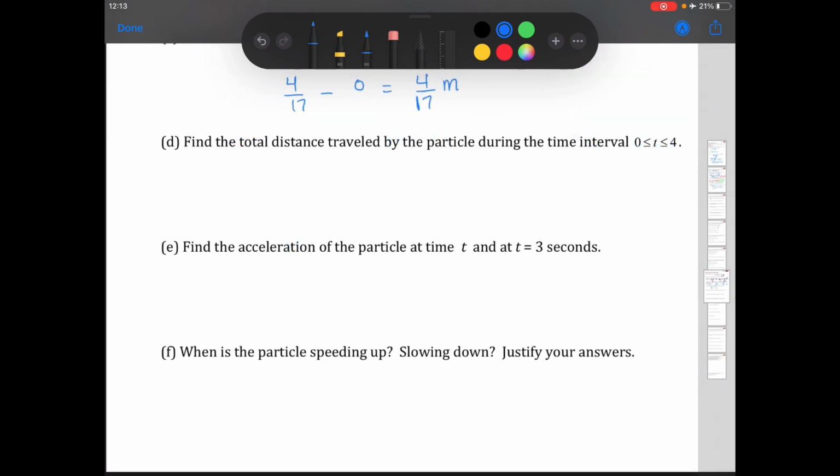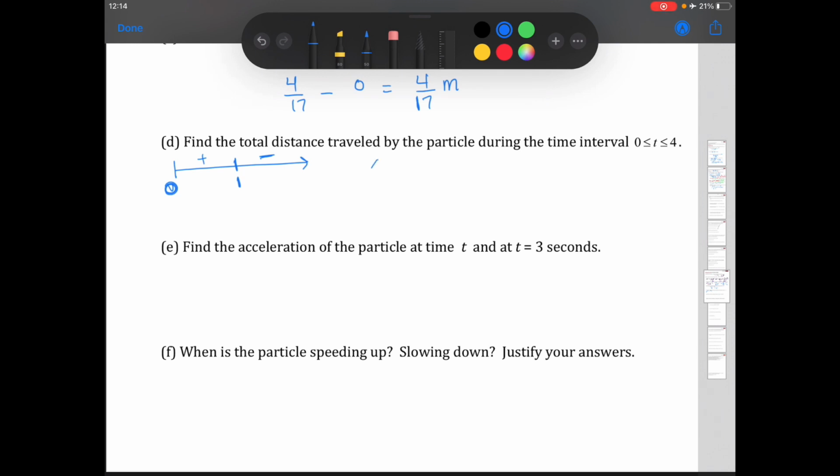So it is 4 over 17 meters. Part D, it's asking us to find the total distance traveled by the particle between 0 and 4. So let's think about it. Our velocity number line: we were changing direction at 1 because my particle was going from moving right to moving left. So I want to find the total distance.